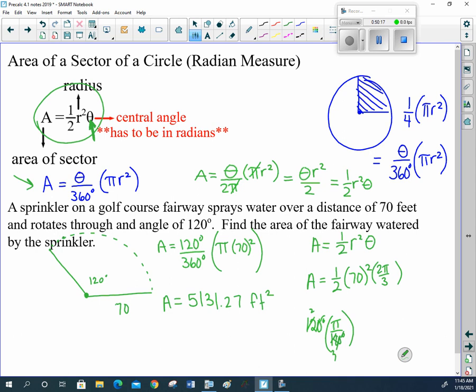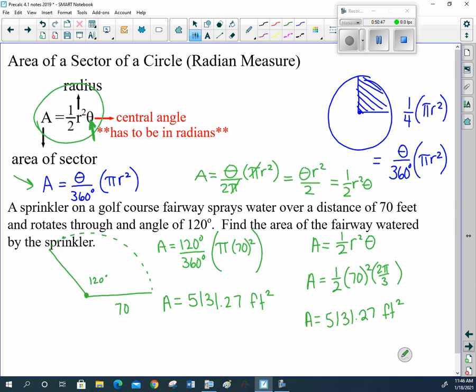Okay, so let's see what we get when we do that. Hopefully we get the same answer. So 70 squared times 2 times pi divided by 6. And we get 5,131.27 feet squared. Same answer.